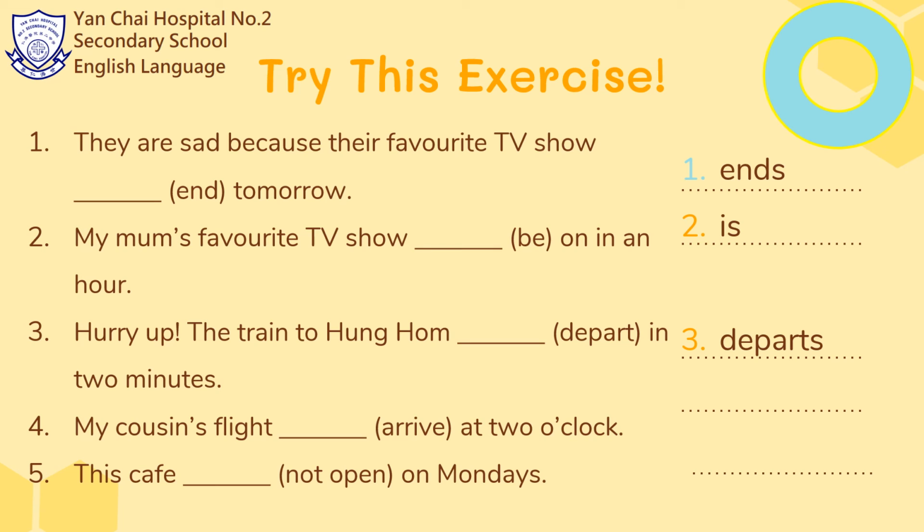Question 4. My cousin's flight arrives at 2 o'clock. So again, the time of the flight is fixed. That's why we use simple present tense here. And then we add s to the verb arrive because of the flight. The subject is flight. That's why it's a third person singular, so we add s.